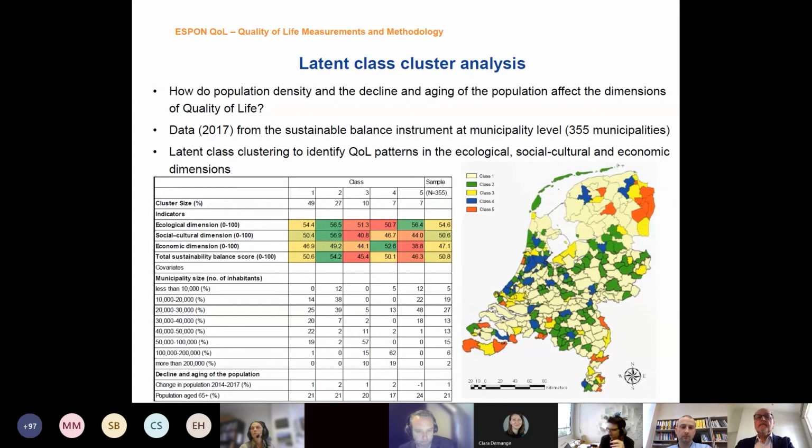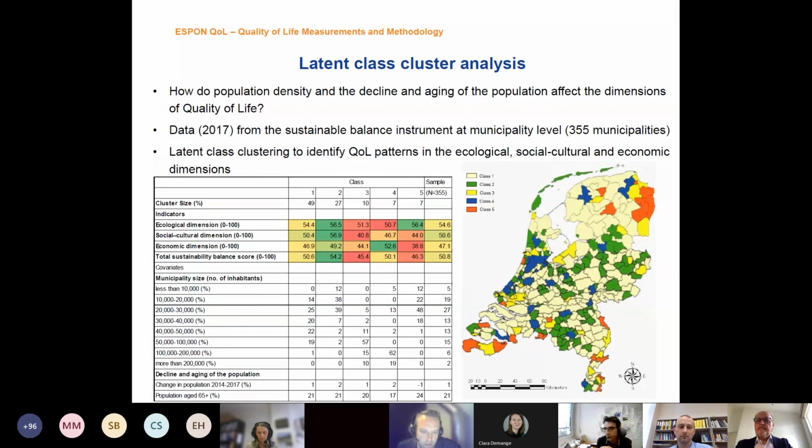We came up with this solution. So 5 clusters were revealed that have particular quality of life profiles, as you can see. So for example, the first class contains 50% more or less of the sample, and that profile more or less reflects the sample average. So that's the last column. These are indicated in the figure with the beige color. So they occur more often and are spread across the country. The second cluster actually performs above average on all indicators. So that's class 2. Those are the green areas in the Netherlands.